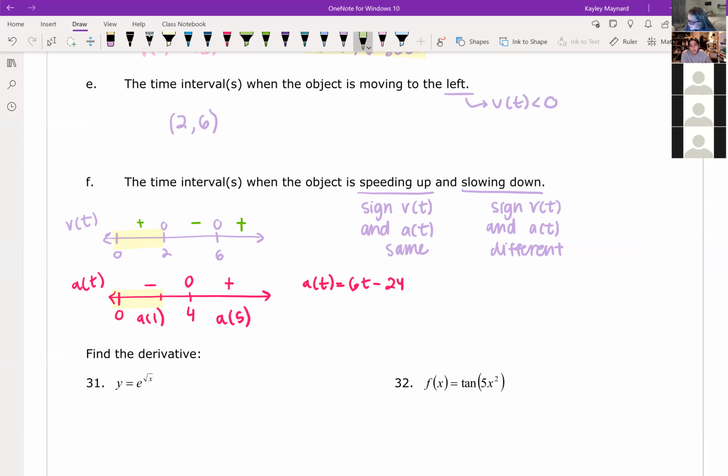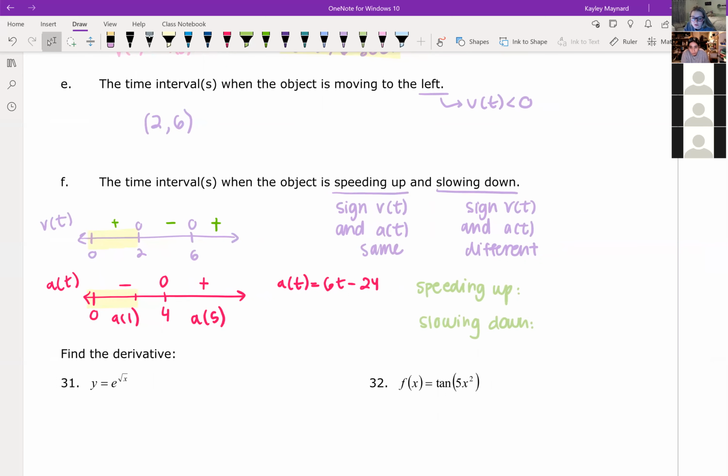So let me just write this down. So it's speeding up and then slowing down. Okay, so it's slowing down if they have different signs. So like I said, V of t is positive from 0 to 2, and A of t is negative from 0 to 2. So that means that it's slowing down from 0 to 2. All right, take my highlighting off now if I can.